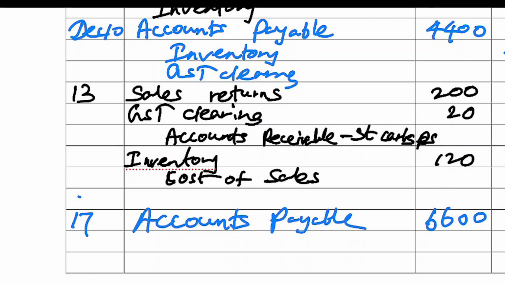Then you credit the bank. How much? 6,600 take away 462, which is 6,138. And why do we credit bank? Because bank is an asset decreasing, so credit. And where else do we credit? Discount revenue, not expense, okay? Why? Because we are earning it.